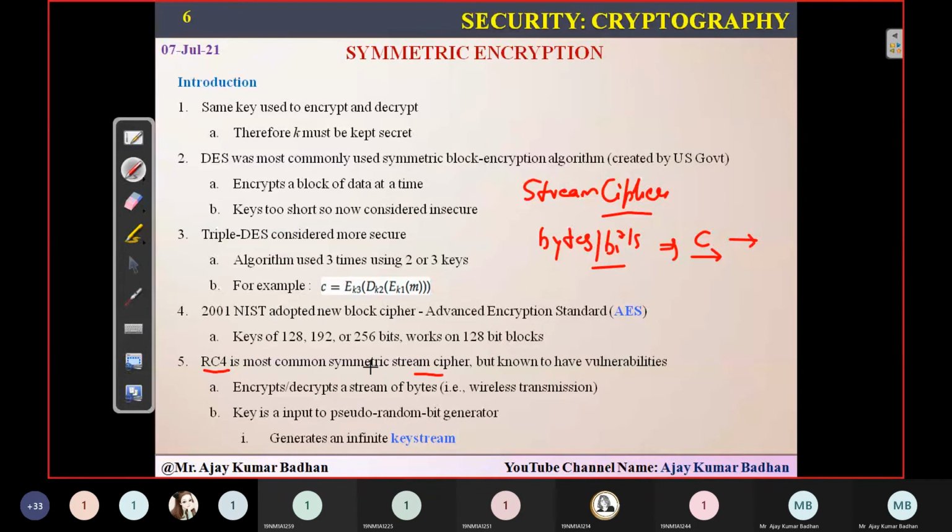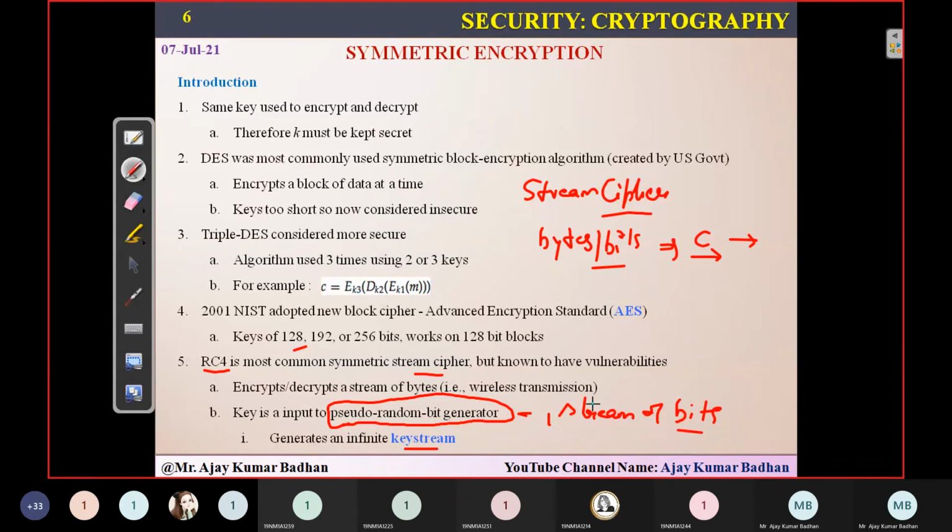Here they use something called a pseudo random bit generator. This is a kind of generator, and within it a key is given. Whatever key we are using, 56-bit or 128-bit or whatever it is, that is given to this generator. Now the generator will generate a stream of bits, which is like an infinite key stream.